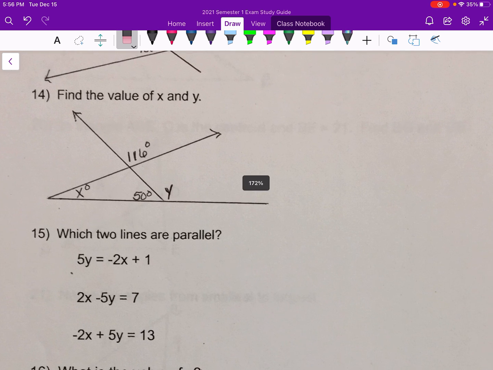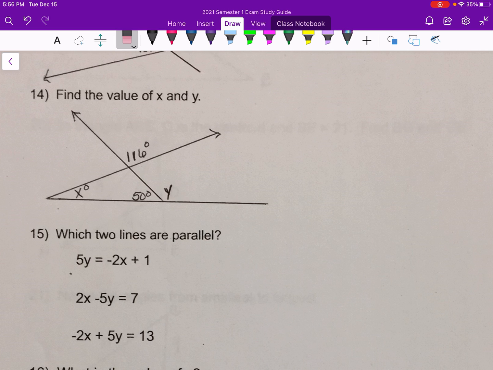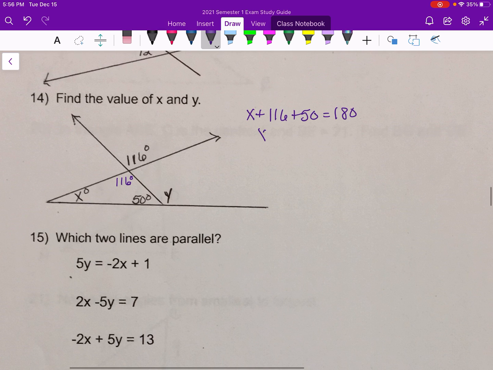All right, on 14, we need to find x and y. I see a triangle in there, so if I had a little bit more information, I could find the measure of x. Well, I happen to have vertical angles. So I have a 116-degree angle, which means that x plus 116 plus 50 equals 180. Let's go ahead and solve that equation. Whoops, that'd be a 6, yep.